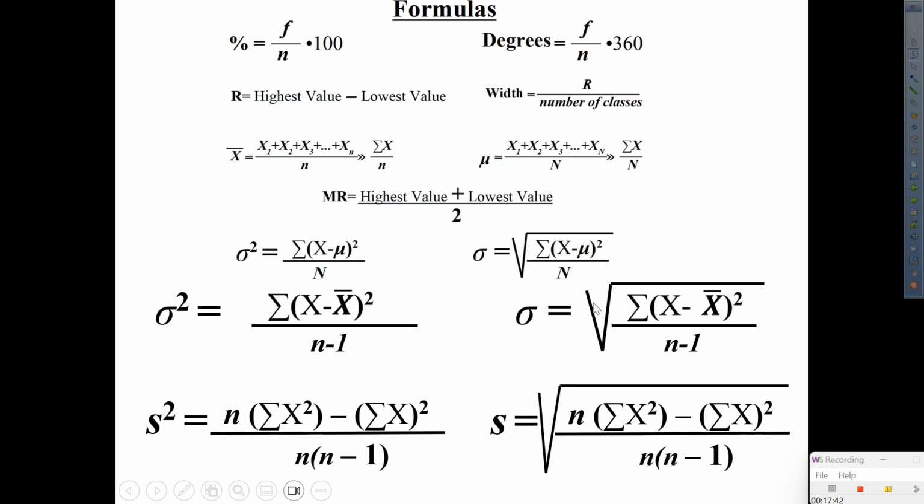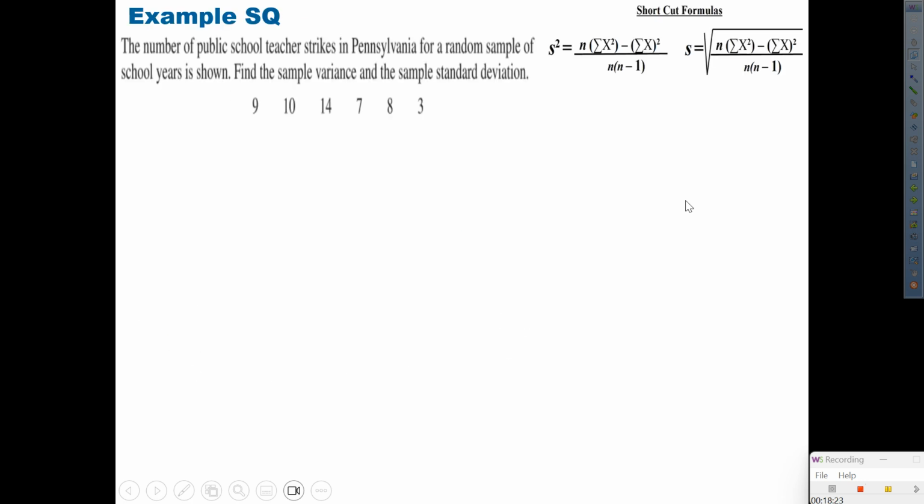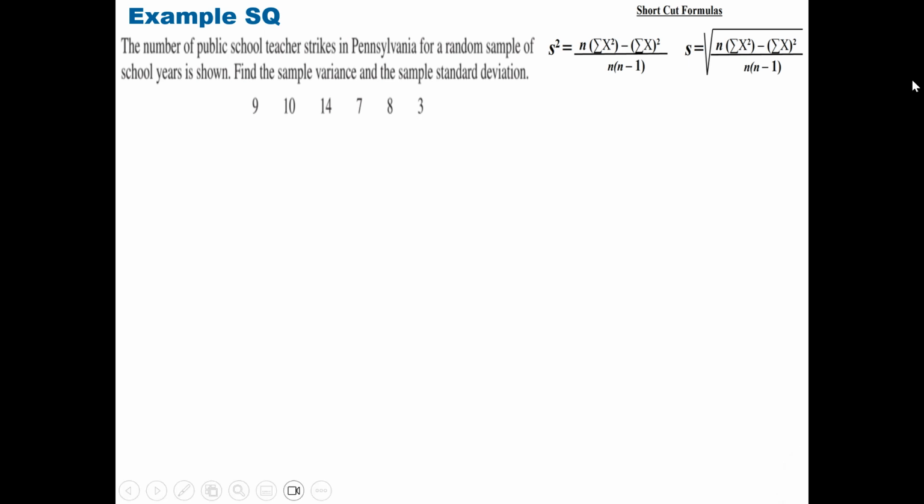Here we go? Yes? All right. So here, instead of this symbol, we should have the S. Is that correct? All right. So copy these data one more time. Example Super Q. Copy the data exactly as it is, please. 9, 10, 14, 7, 8, and 3.